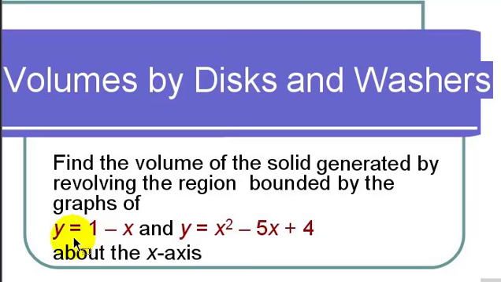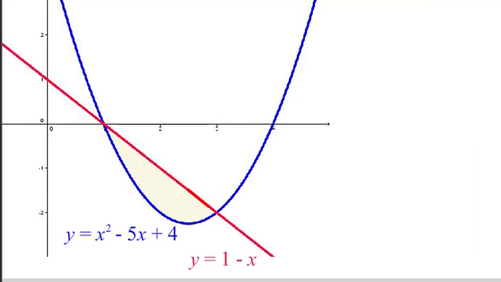Notice that y equals 1 minus x is a line and y equals x squared minus 5x plus 4 is a parabola. My first step is to graph these two, and I used a computer to do that. You can do it by hand or by calculator or computer. And what I get is, again, the parabola and the line. And notice that the parabola is below the line for this region.